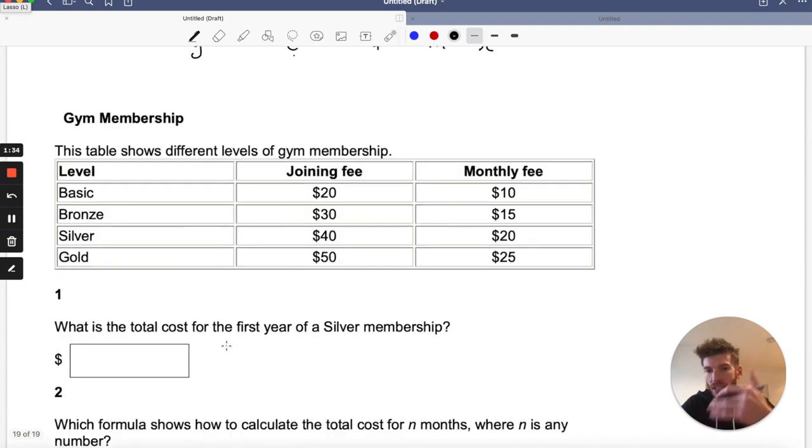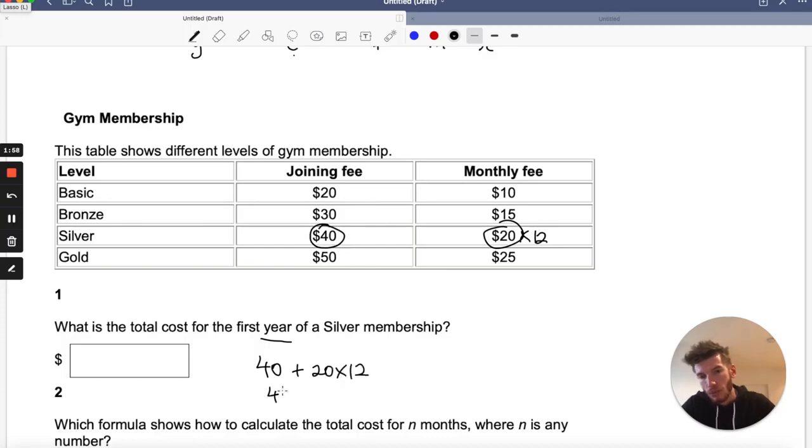So this one's kind of setting you up for it, right? So we'd go to silver, obviously, and well, this one's a bit more logical. We'd have to pay the joining fee, and then we'd pay the $20 for that first month, right? Although, actually, I should read that properly. So for the first year, 12 of those, right? So each month we're going to pay $20. So putting it together, logically, you would think, well, 40 plus 20 lots of 12.